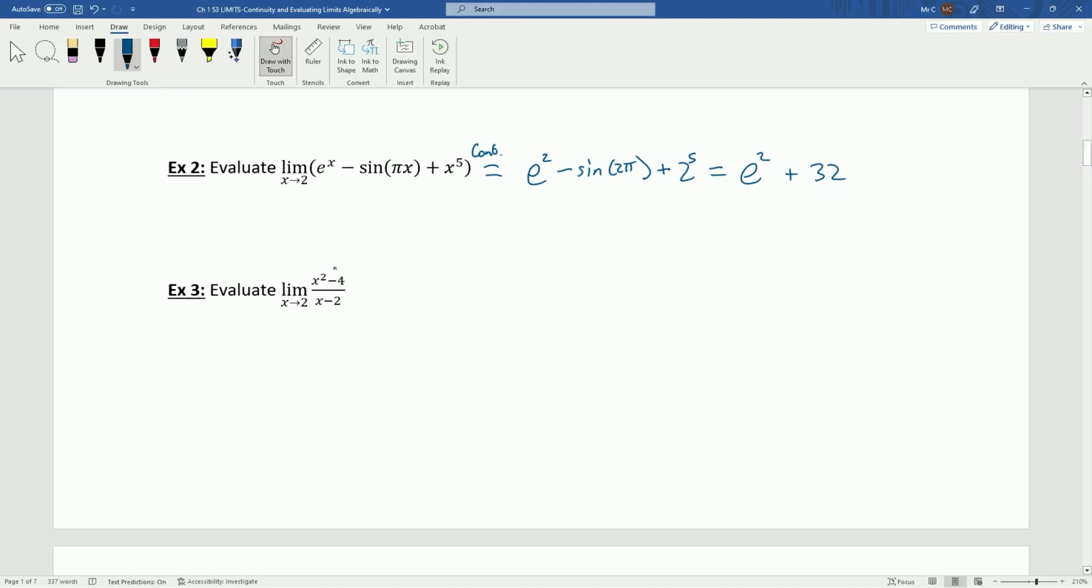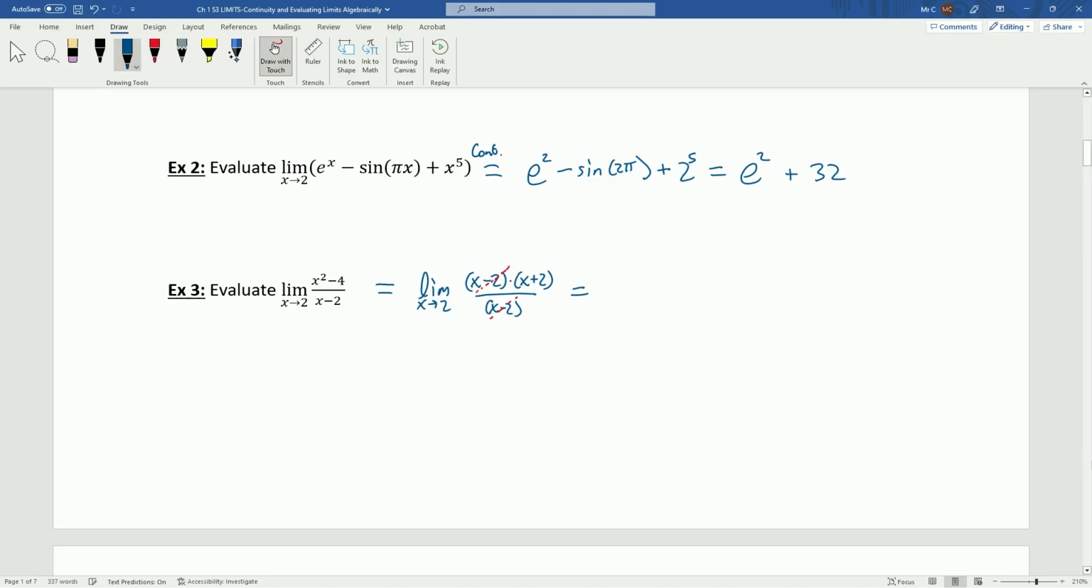Okay, now this one's trickier because this is a rational function, and when I plug in x equals 2, this is undefined. You get a 0 in the denominator. So this is not continuous at 2. So what we're going to do is first factor this thing. And now what do we see? We've got this x minus 2 divided by x minus 2. Now this is undefined when x is equal to 2, but otherwise they would be equal to 1. x minus 2 over x minus 2 is 1.